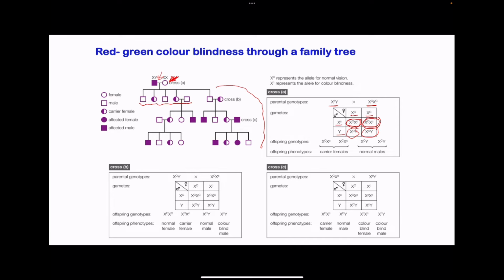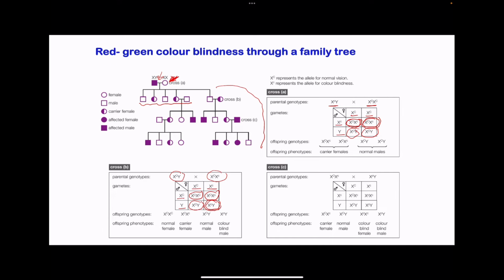Then we carry out another genetic cross. Here we have a normal male and a carrier female. So these are the genotypes, and that is the genotype of the male. The offspring produced are going to be a normal female, a carrier female. We have a normal male and a sick male.